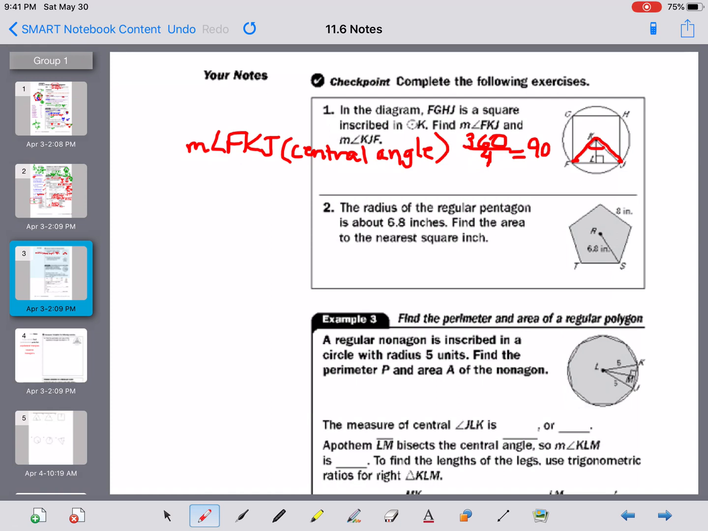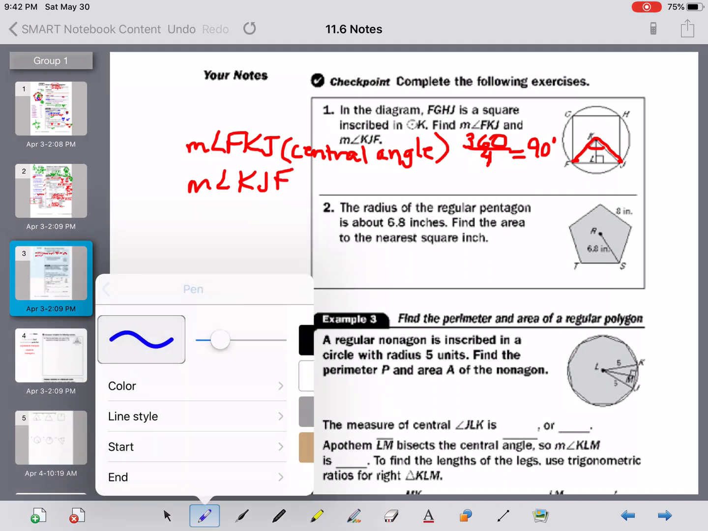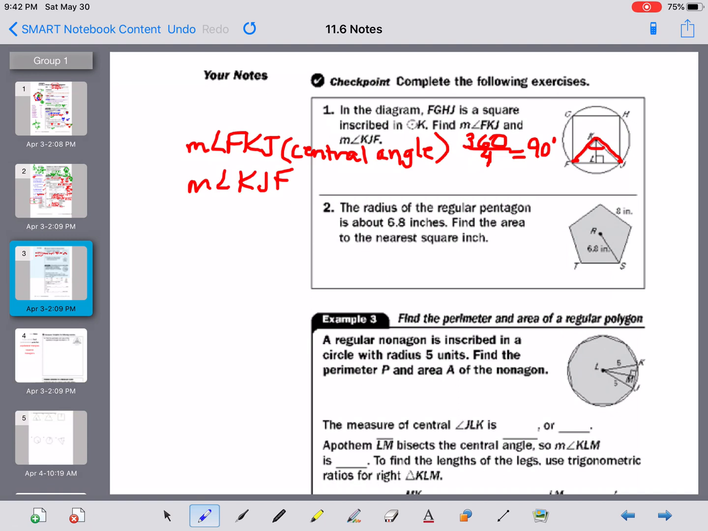My second one is KJF. And I'm going to change colors here so we can see this. KJF, this angle right here. Okay, so let's do a little work here. I had 90 at the top, and when I drop my apothem down, it splits it in half. So half of 90 is 45. So this top angle is 45. So I'm looking for this bottom angle. Well, we know that if we have a 90 and a 45, that leaves me another 45. So it looks like this angle is going to be 45 degrees.